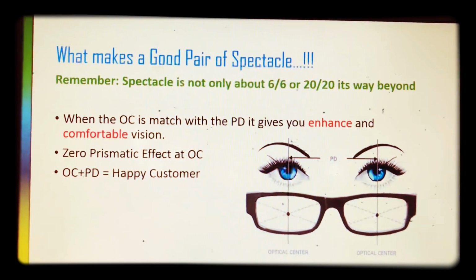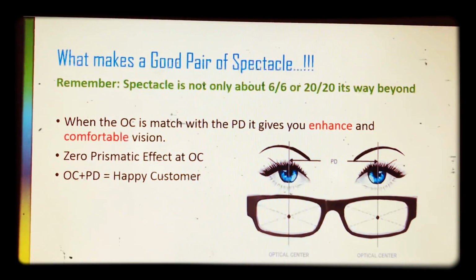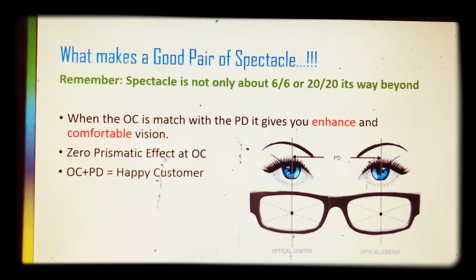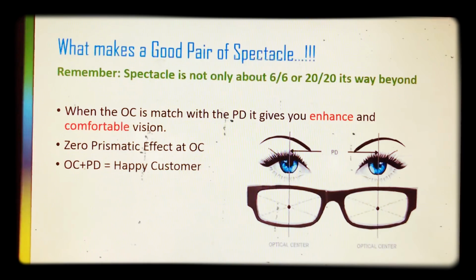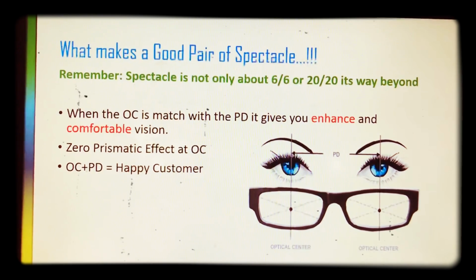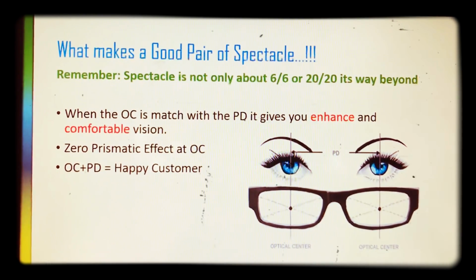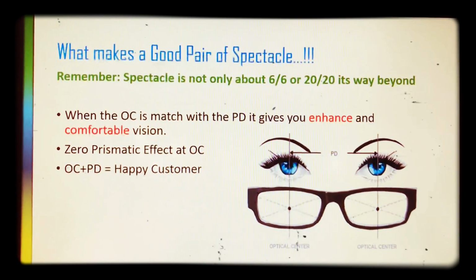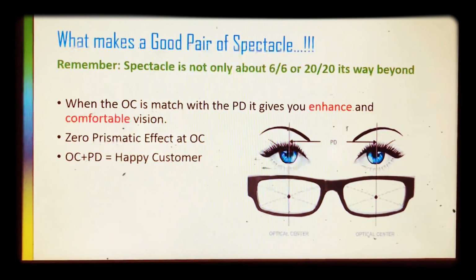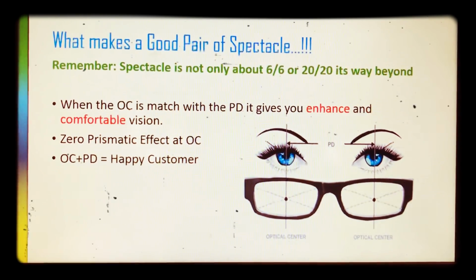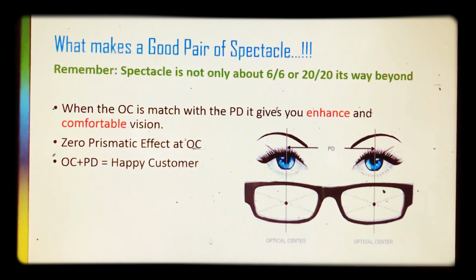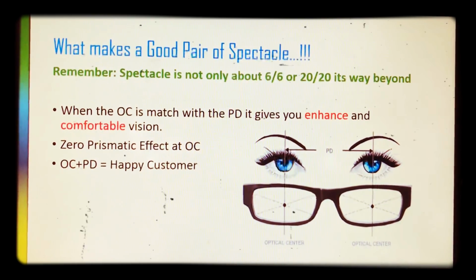If you don't solve it, the customer will go from one hospital to another, from one optical to another, but he will not get the solution to his problem, because we are not thinking from that angle. We are only thinking about 6 by 6, 20 by 20, and the quality of the lenses and the frame, but we are not looking beyond. We have to look beyond that. What is the problem? We have to make the customer comfortable with the glasses, because he has to wear them in all waking hours. So when you match the OC, that is the optical center of the lenses, with the PD, that will make a happy customer, right?